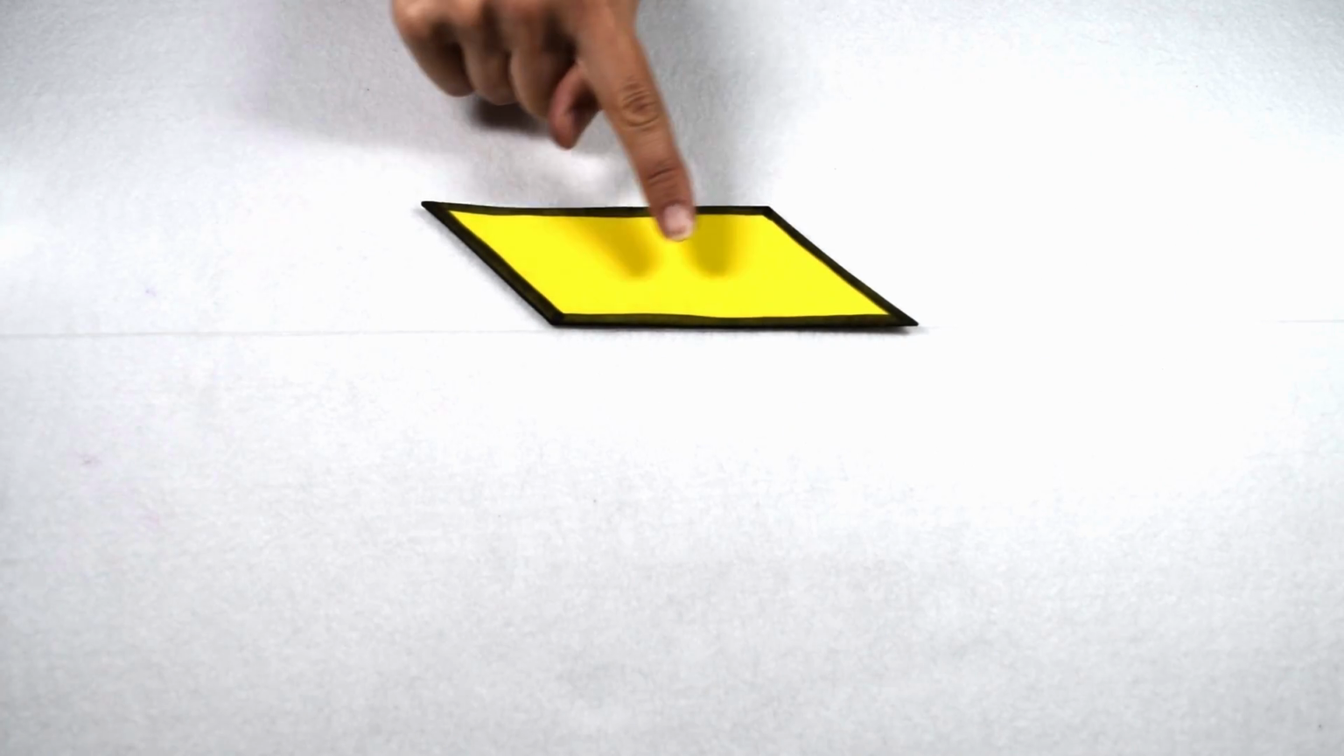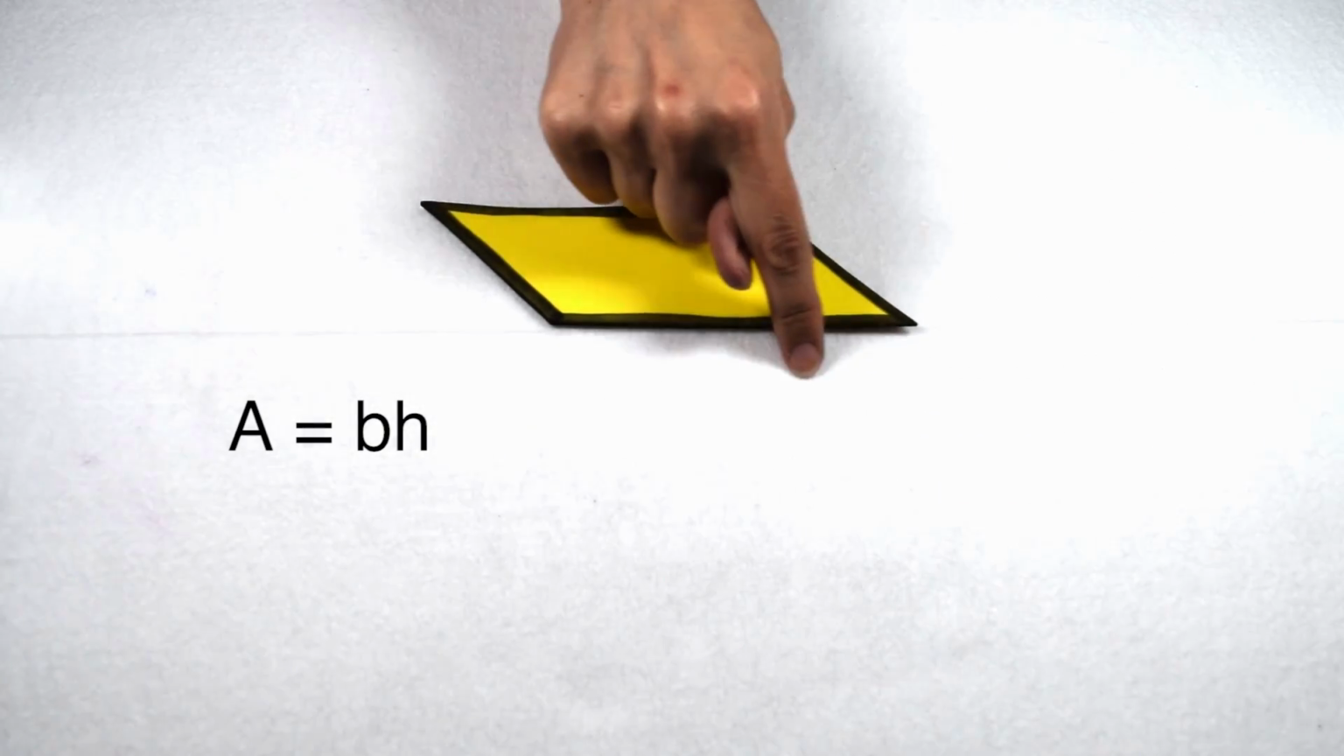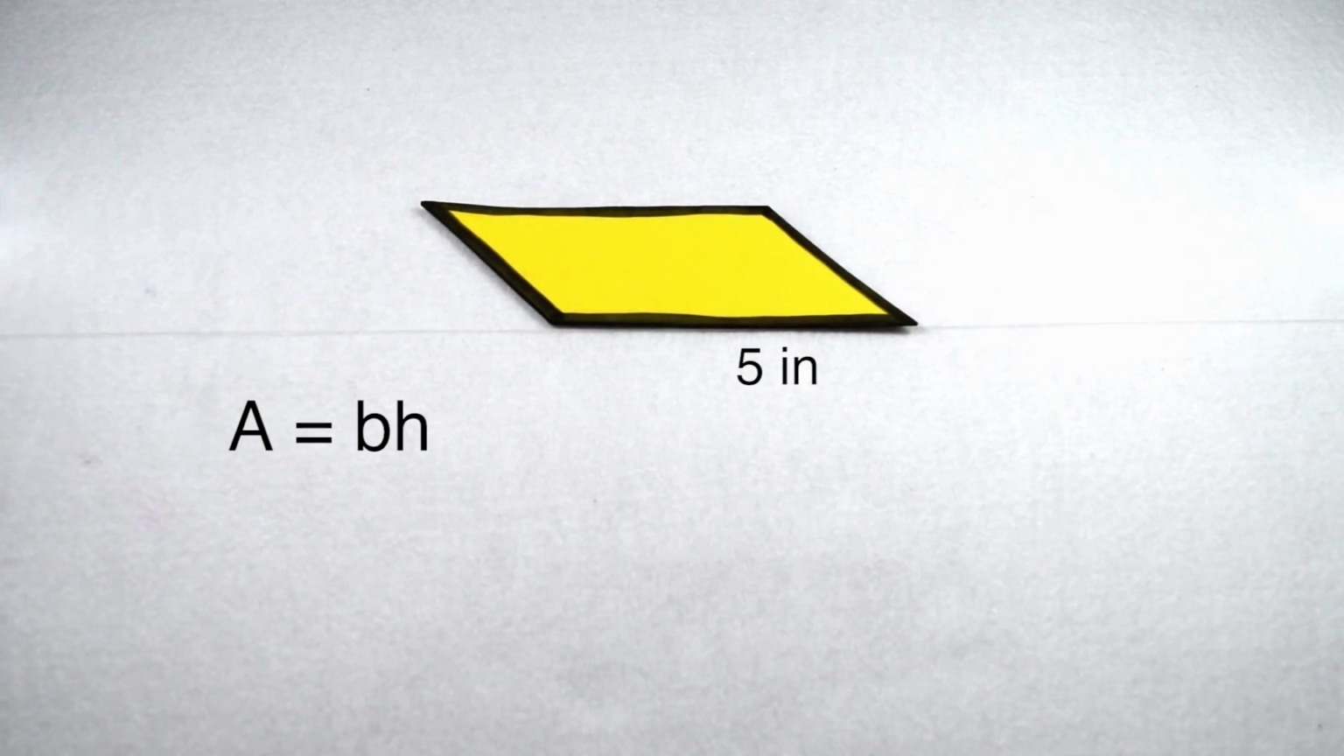When we're looking for the area of a parallelogram, we want to find out how much space the inside of the figure takes up. We normally see the formula for area of a parallelogram as being base times height. In our figure, we're going to use the bottom edge as our base, which is 5 inches.